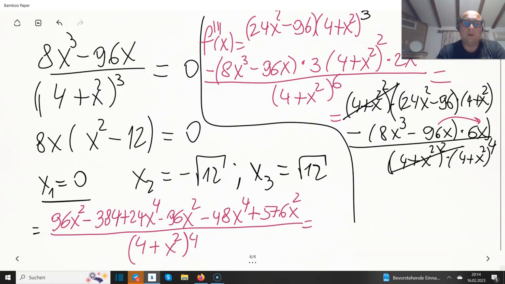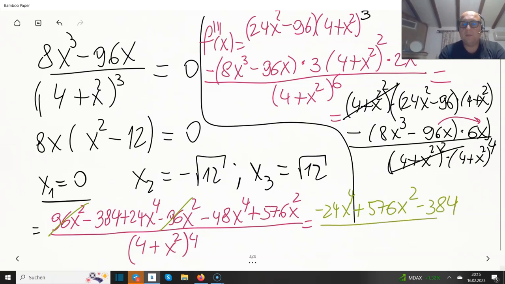Let's start with the highest power, which is x to the power of 4. So we got minus 24x to the power of 4. Then we got something squared, if I'm right, minus 96 plus 96, which is nice. So we got plus 576x squared, and then just minus 384 divided over 4 plus x squared to the power of 4.